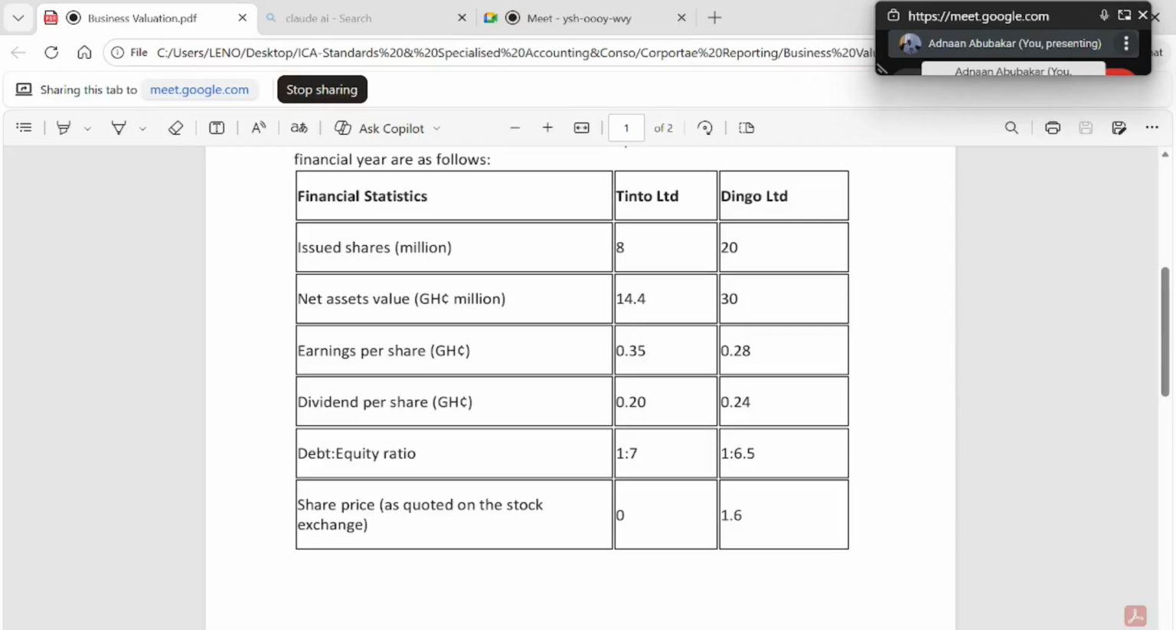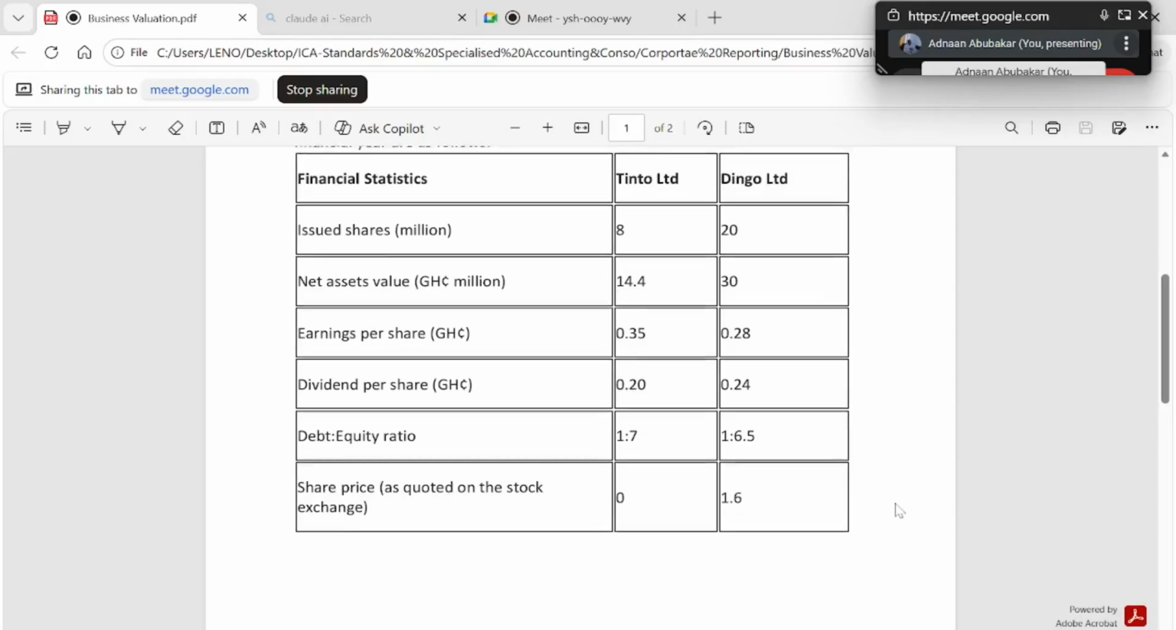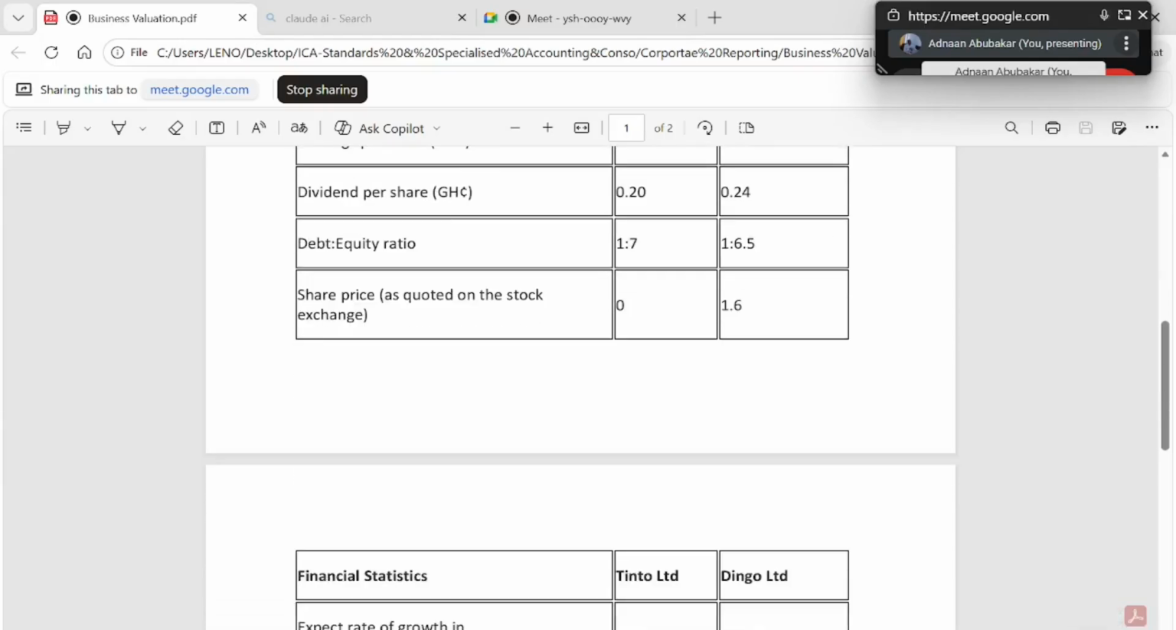Now, here's the earning per share. They've already calculated the earning per share for both companies. Dividend per share, they've already calculated for both companies. Debt to equity ratio, they've already calculated for both companies. And then share price: Tinto is 0, and Dingo is 1.6. Why is Tinto 0?